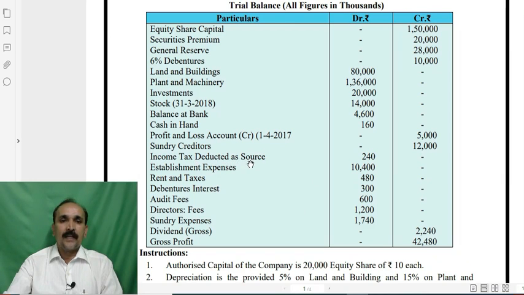Income tax deducted at source, debit balance 240. Establishment expenses, debit balance 10,400. Rent and taxes, debit balance 480. Debenture interest, debit balance 300. Audit fees, debit balance 600. Sundry expenses, debit balance 1,740. Dividend 2,240. Gross profit, credit balance 42,480.